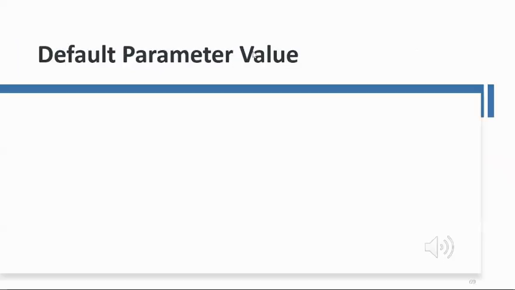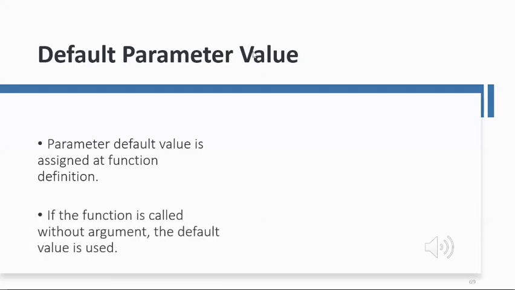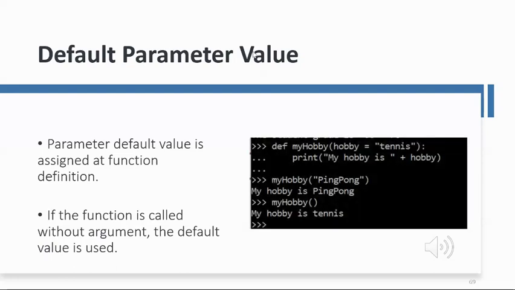Parameters can have default values. The parameter default value is assigned at function definition. If the function is called without an argument, the default value will be used. Just like in the example, we define the function myHobby with parameter hobby having default value tennis. And when we execute the function, we can see the second time we have no argument and tennis will be used. That is the default value of parameter hobby.